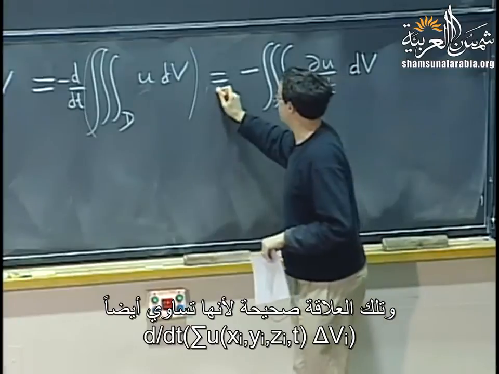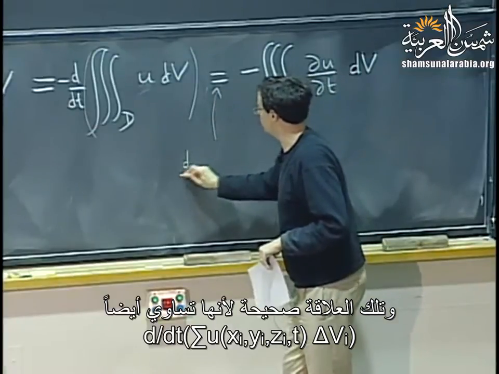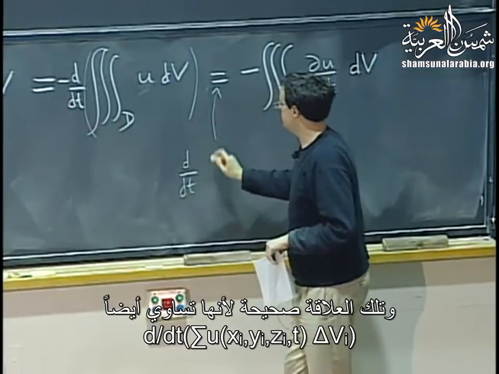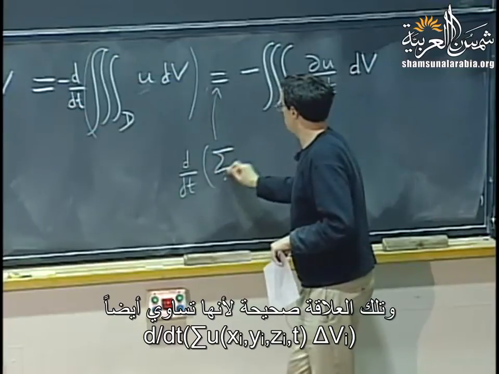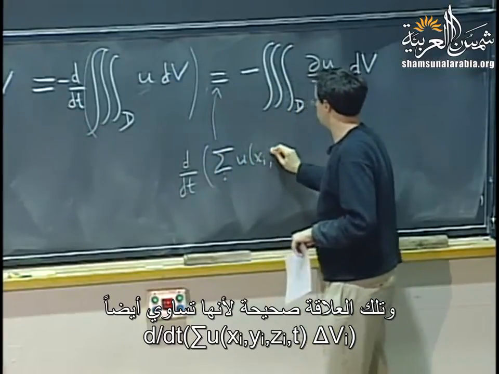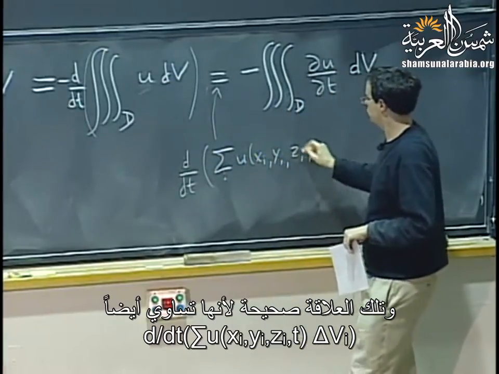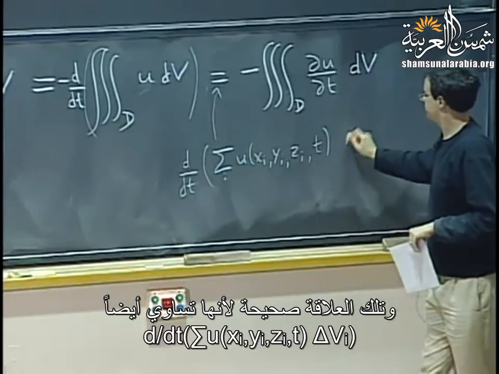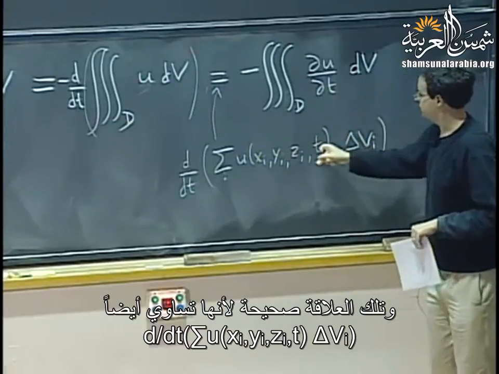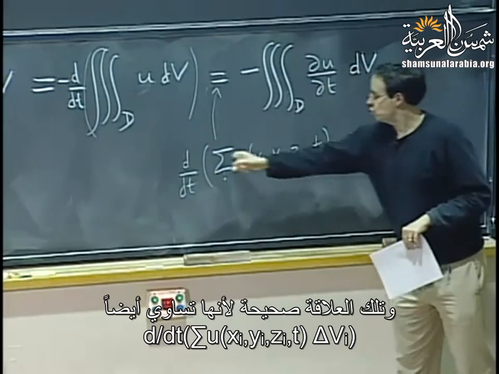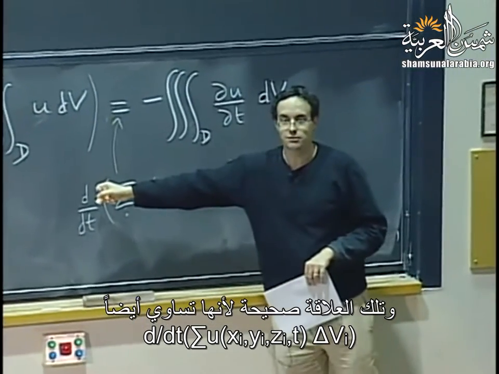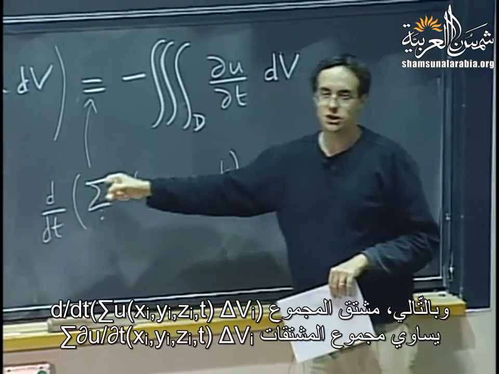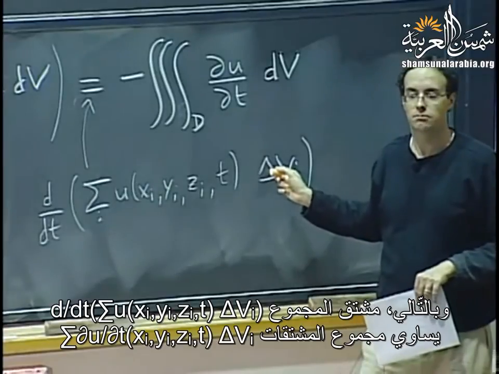And the reason why this is going to work is you should think of it as d/dt of a sum of u of some values. You plug in the values of your points at that given time times the small volume, you sum them, and then you take the derivative. And now you see the derivative of this sum is the sum of the derivatives.